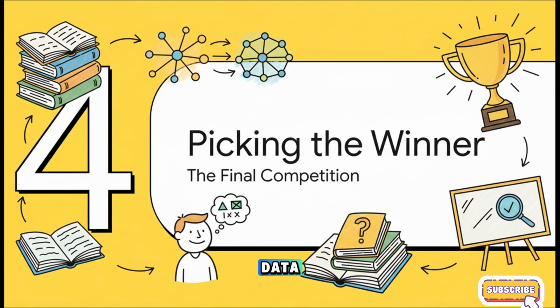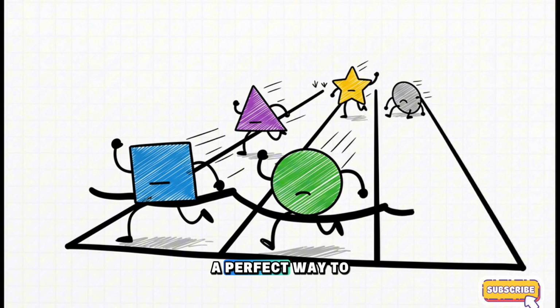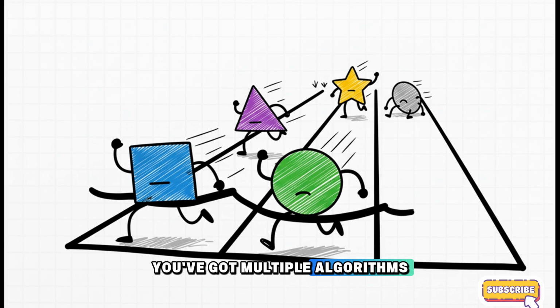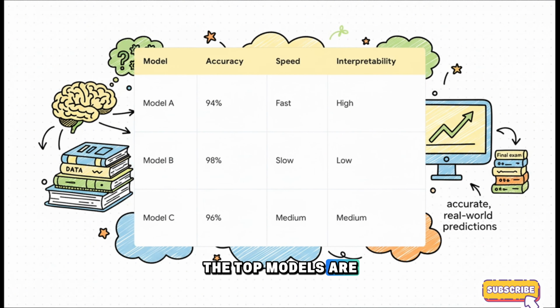So we've prepped our data, we've chosen our candidate algorithms, and we've set all the rules. Now it is time for the main event, the final competition to see which model truly comes out on top. A perfect way to think about this is like a track meet. You don't just have one runner. You've got multiple algorithms competing, each with slightly different settings. You can think of those as different running shoes or strategies. They all compete in these trial heats, and only the absolute best performers get to advance to the final championship race. And in that final race, the top models are finally let loose on that unseen test data, the final exam.